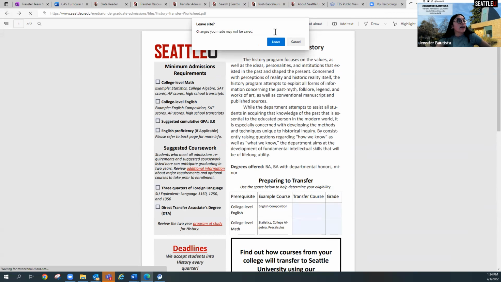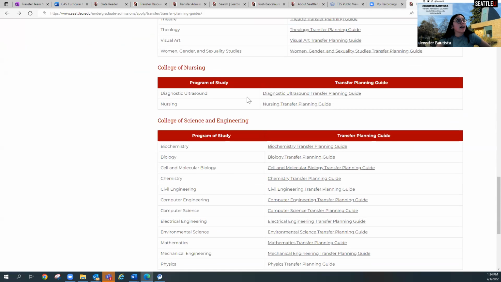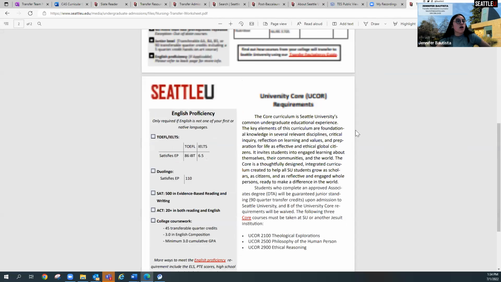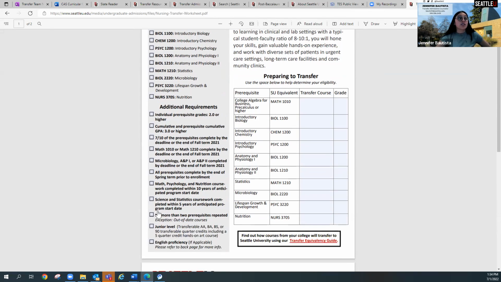We will go ahead and maybe dive into diagnostic or nursing. Let's do nursing. So again, for nursing students, this is a transfer plan worksheet. It provides all the prerequisite requirements. Nursing has 10 prerequisites that need to be completed, and then additional requirements for these prospective nursing students.